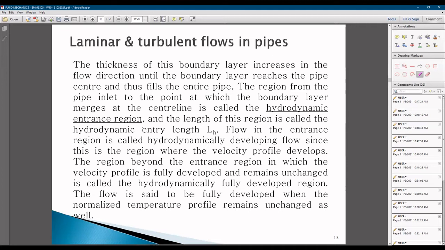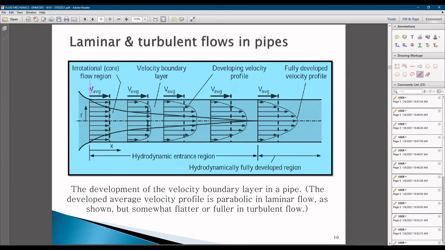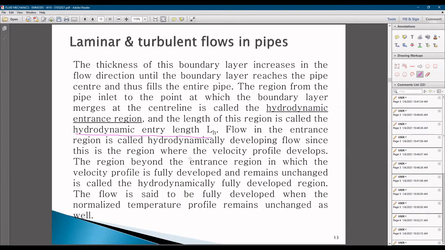The region from the pipe inlet to the point at which the boundary layer merges at the center line is called the hydrodynamic entrance region, and the length of this region is called the hydrodynamic entry length, L_H. Flow in the entrance region is called hydrodynamically developing flow, since this is the region where the velocity profile develops.